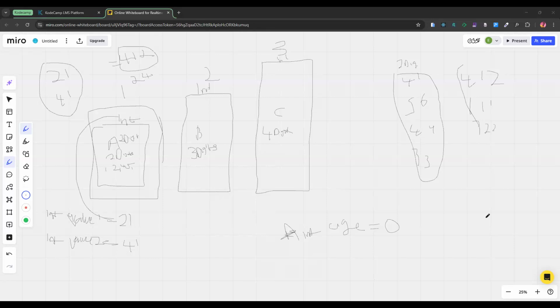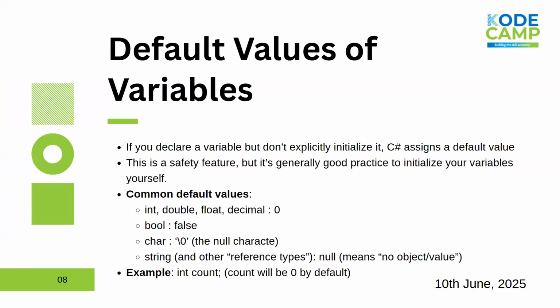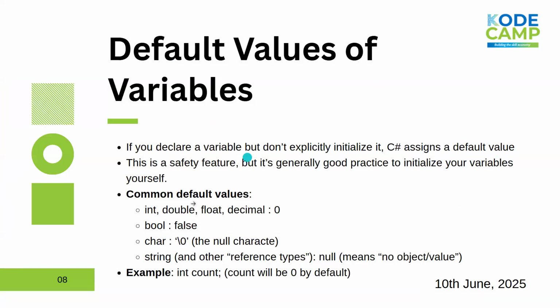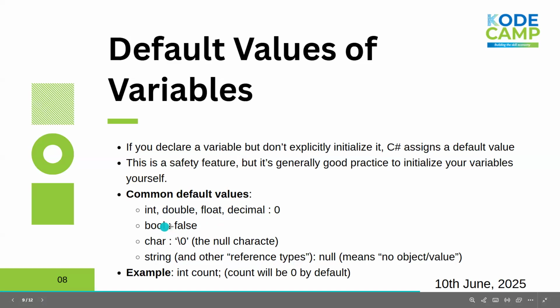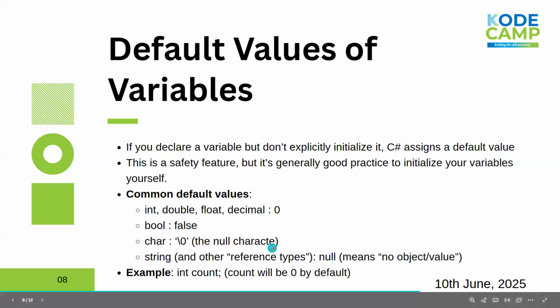Don't worry, we'll play it out now with the demo. We'll test it out. Then we have Visual Studio Code, VS Code, right? Yeah, which is another environment. Yes, exactly. So default values of variables: for int, double, float, decimal, the default value is 0. Then for Boolean, assuming you have not assigned a value to that Boolean variable, by default it's going to take false. Then for char, it's going to take the null character. Then for string, it's going to be null. We'll see all that as we progress, okay?